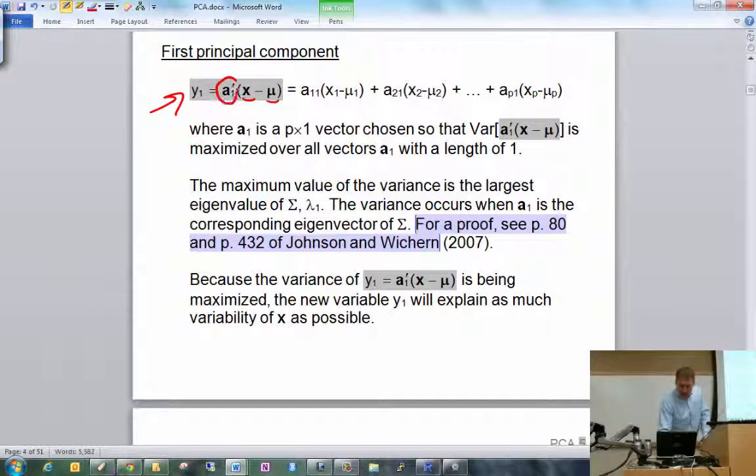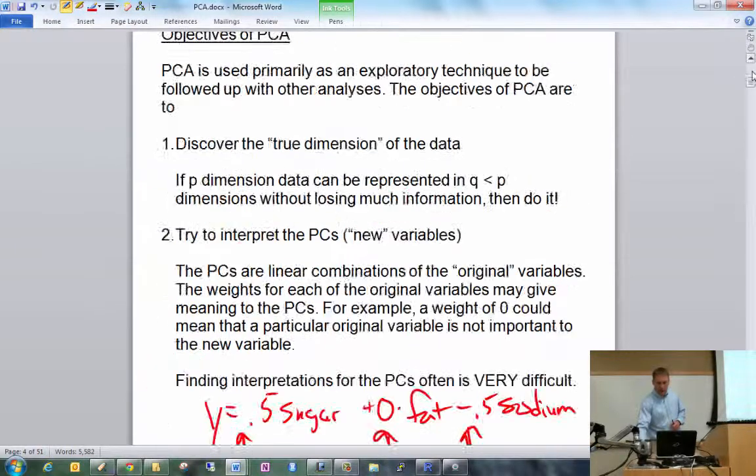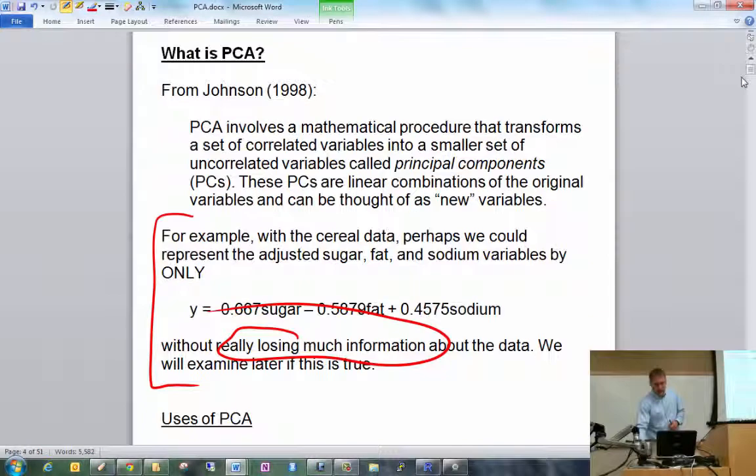Then I'm going to have this vector A1. The one there corresponds to the fact that this is going to be my first new variable. So A1 is p by 1 in dimension, and A1 contains the coefficients in my linear combination. In other words, applied to the cereal data, A1 is going to contain these values. Note that in a small demonstration there, I did not mean adjust sugar, fat, and sodium. It was just a simple demonstration. Perhaps I should have mean adjusted.